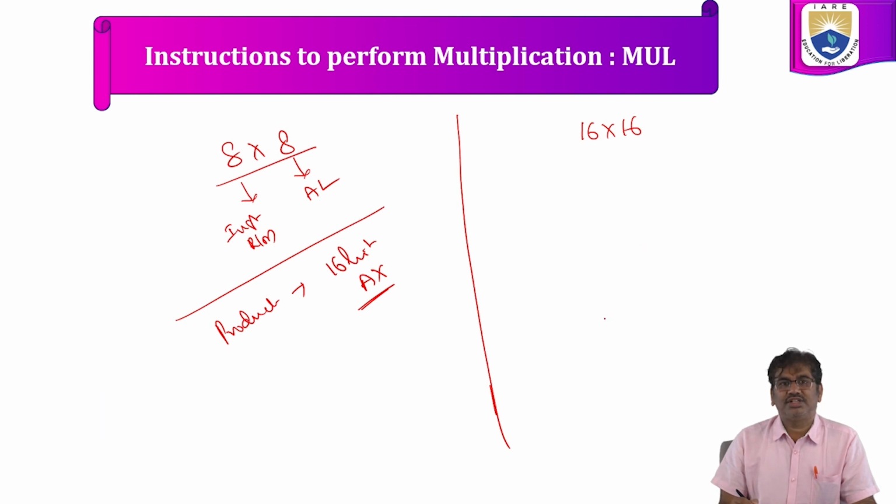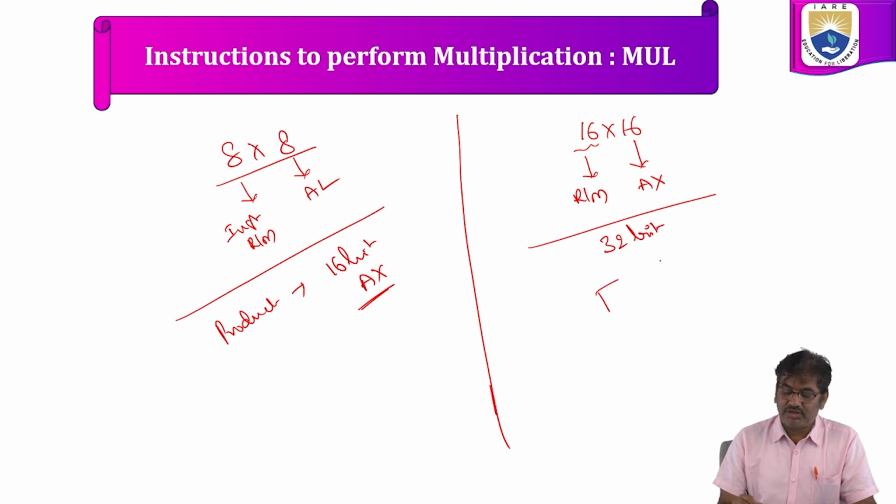Whereas in 16 by 16, one of the data we have to place in the AX register, whereas the second operand we can specify either in a register or memory location. After multiplying 16-bit data with 16-bit data, the result is 32-bit in size. In the 8086 processor, we don't have any register of size 32-bit. So out of these 32 bits, the lower 16 bits we can see in the AX register, the upper 16 bits we can see in the DX register.